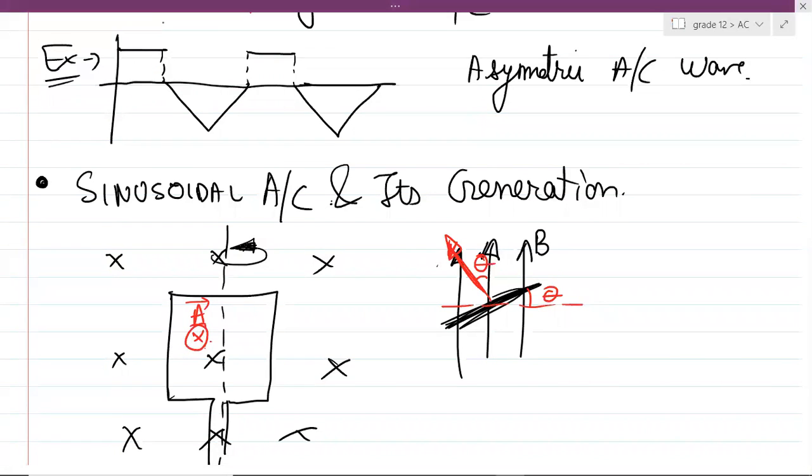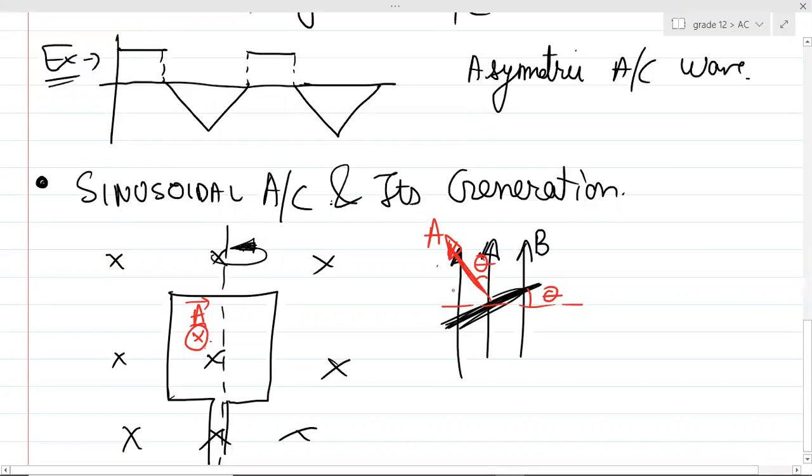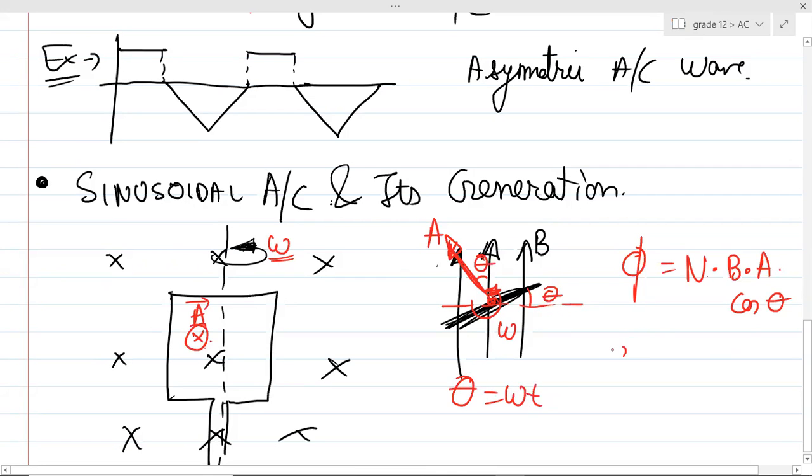So now what happens? At this particular instant, the area vector and magnetic field are making an angle of theta. So at this time, the flux which passes through this surface, if n is the number of turns, is N into B into A into cos theta, right? And if I was rotating it with an angular speed of omega, then theta will be equal to omega times t. So can I write phi is equal to NBA cos omega t?